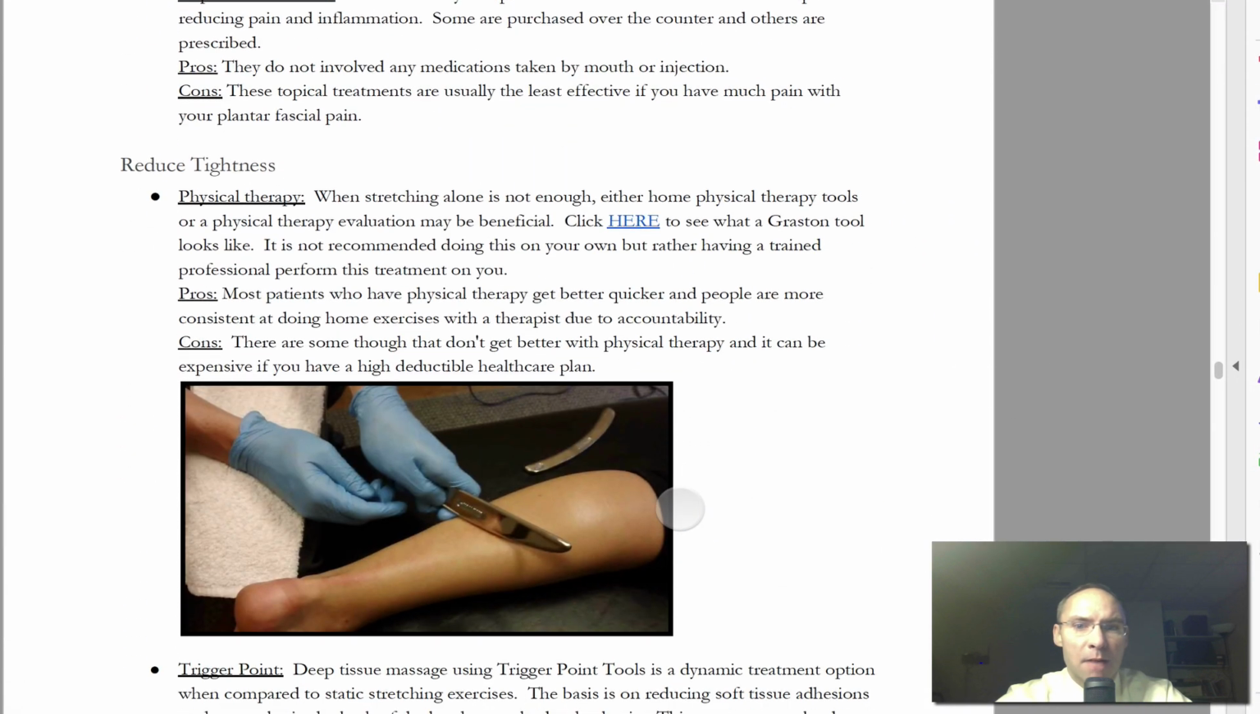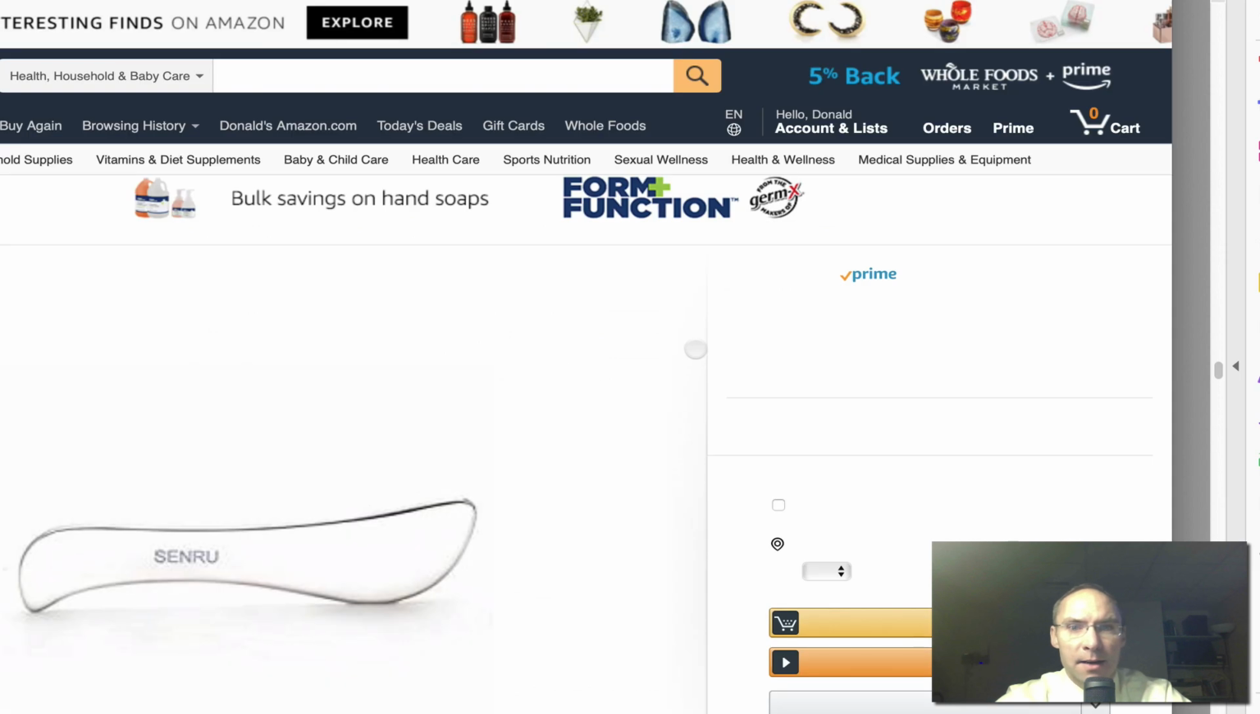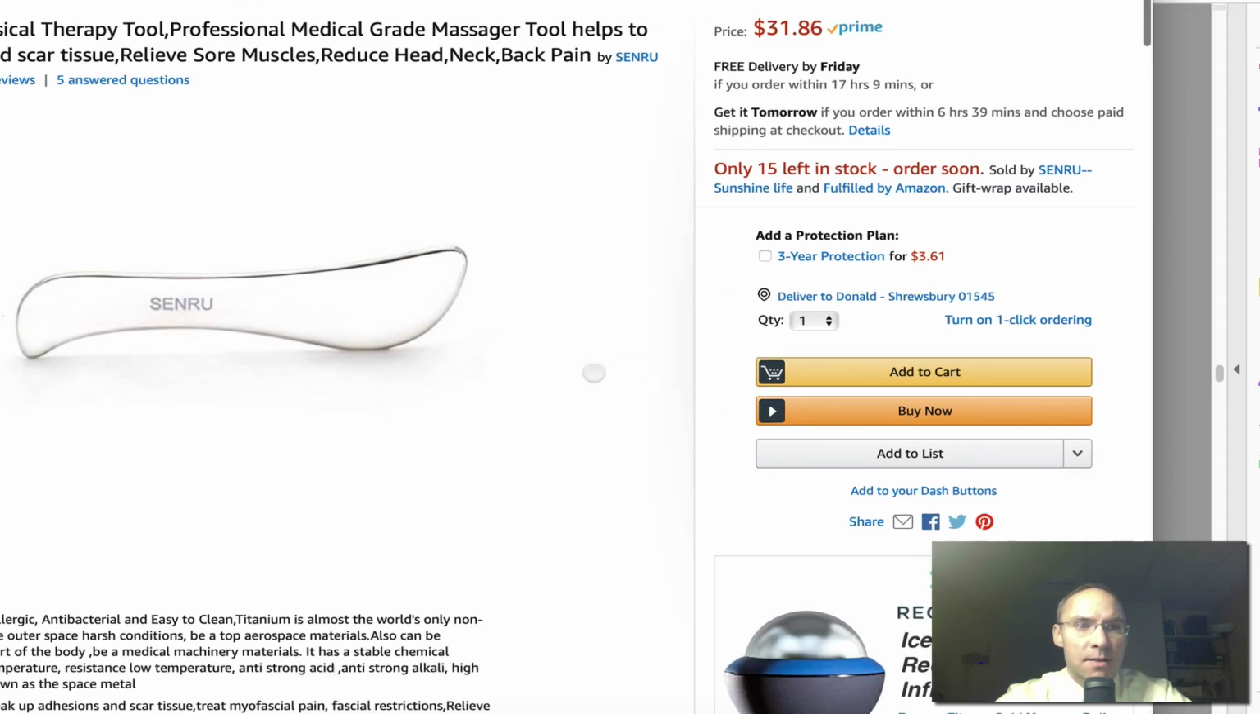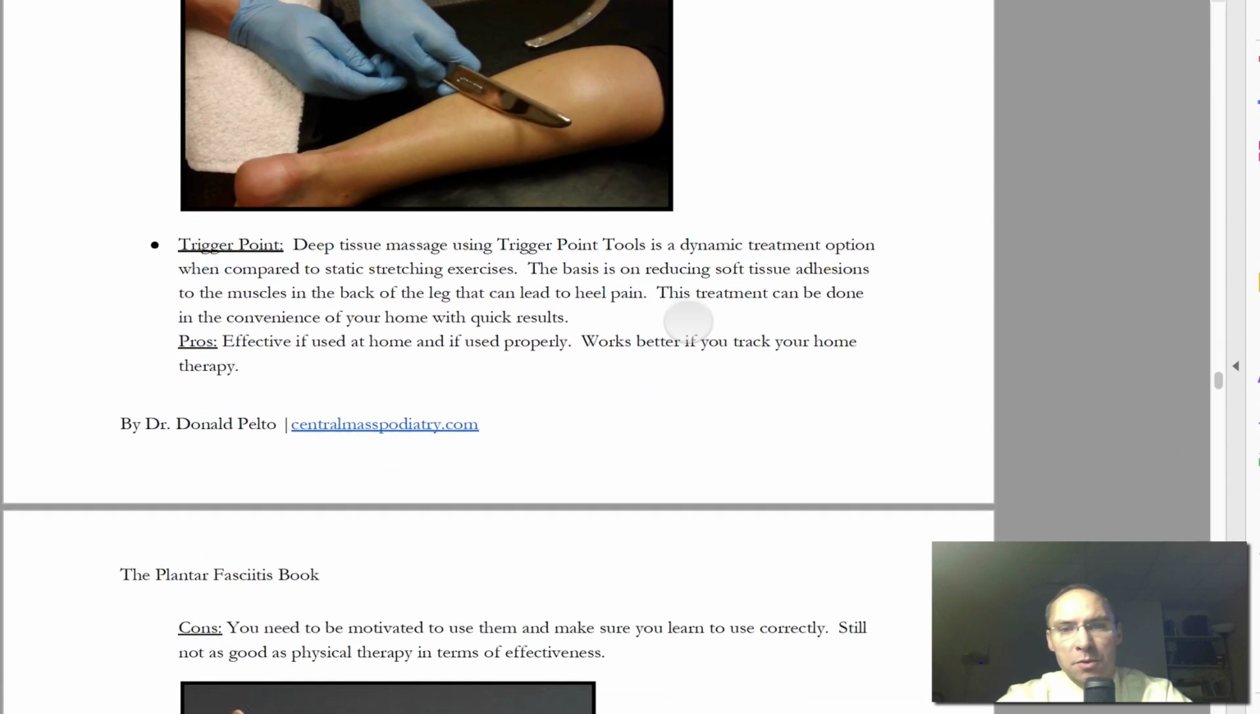Going down, we talk about reducing tightness. It talks about the Graston technique, which I think is one of the best things, and it also shows the tool itself. I've put some links here to Amazon, so if you wanted to buy the tool, see what the tool looks like, there are different exercises you can do, different videos you can find on how to do that. Trigger point tools, which I think are very effective.